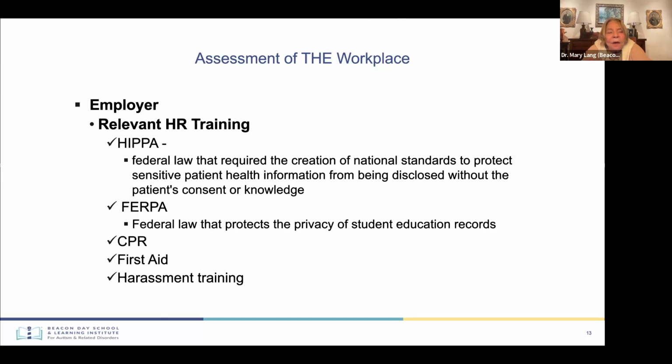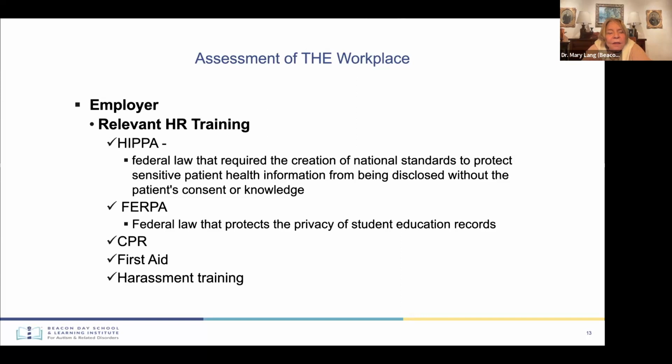And everybody has to be aware of it because you don't want to violate HIPAA, because not only is it a law, but it can really hurt somebody if you're talking about a medical condition or health condition that they're very sensitive about.